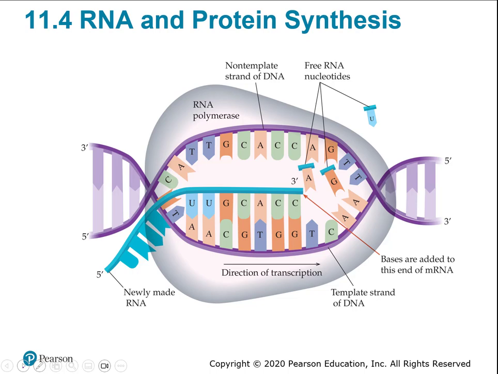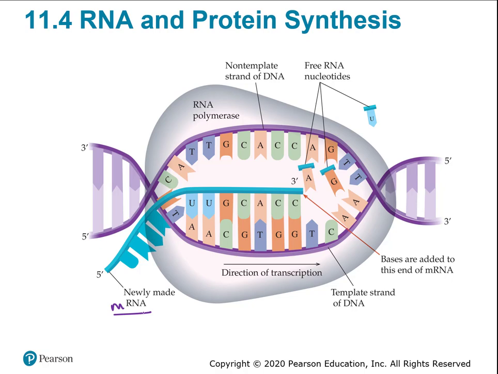This big gray thing that looks like a big bubble covering everything, that's the enzyme that does it. There's an enzyme in the nucleus of the cell that actually binds to DNA and uses one of the strands of DNA in the gene to build that blue strand. The blue strand is your mRNA.